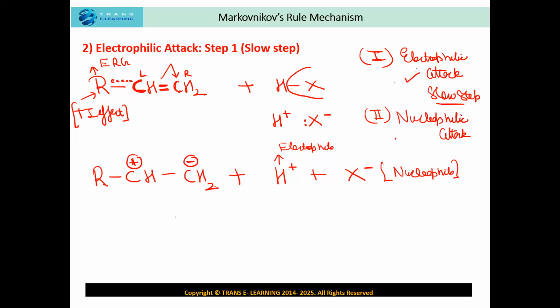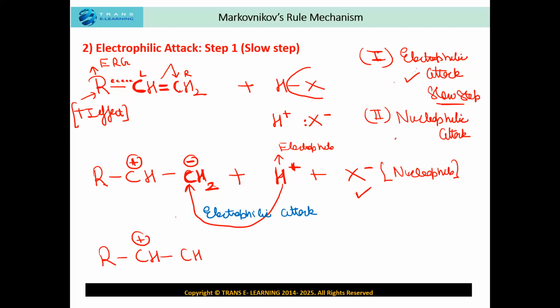You can use the rule: the richer gets richer. That means this hydrogen ion will get attached to the carbon atom which has more number of hydrogens. So this is the electrophilic attack and the addition, you can say. Now the structure will look like this. This will have the positive charge, and this is CH2 and H. This will result in the primary carbocation.